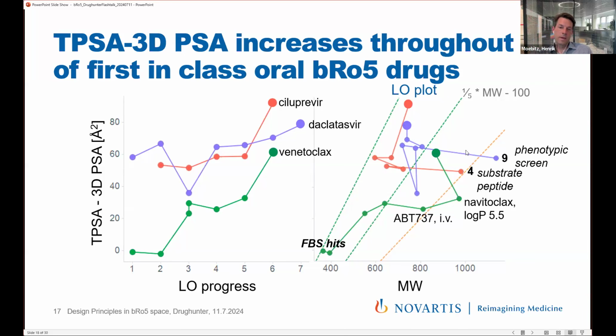But you do have that in venetoclax, which started from a merging of 2 FBS hits. And you can see here that the first two clinical candidates, 737, which had to be given IV, and navitoclax, straddled sort of the 2 lipophilic border region and ultimately didn't make it in the clinic due to a lack of exposure and efficacy.